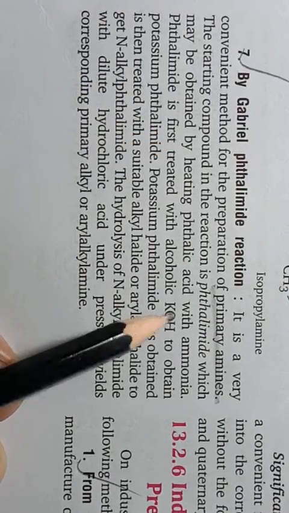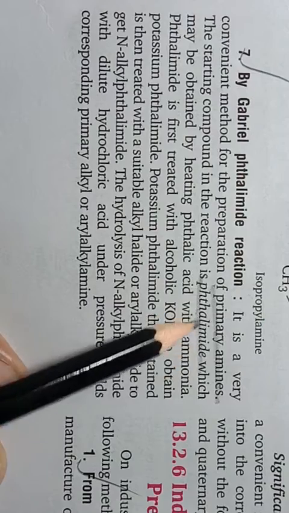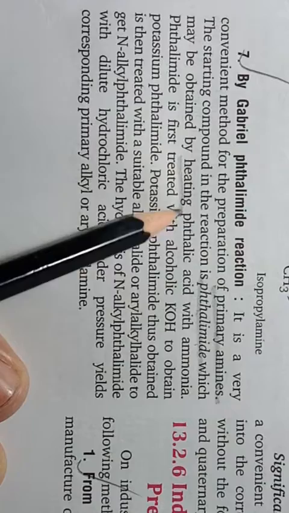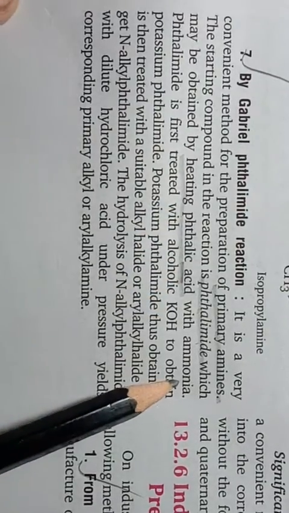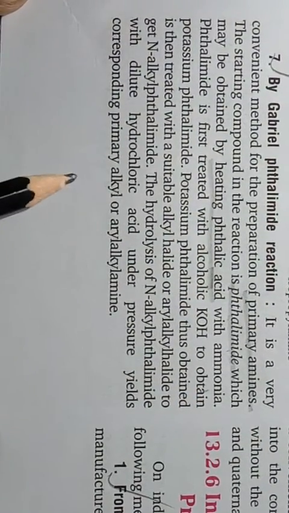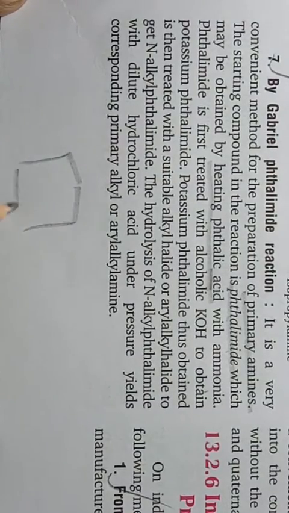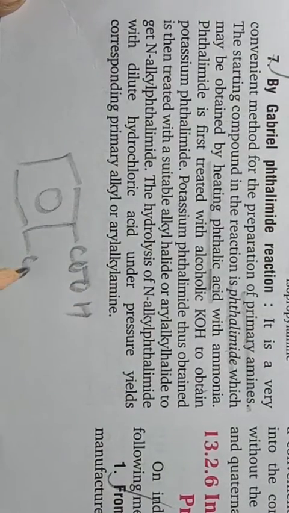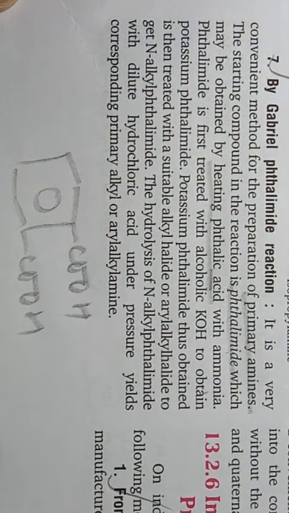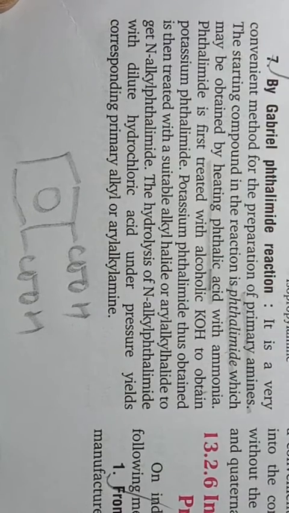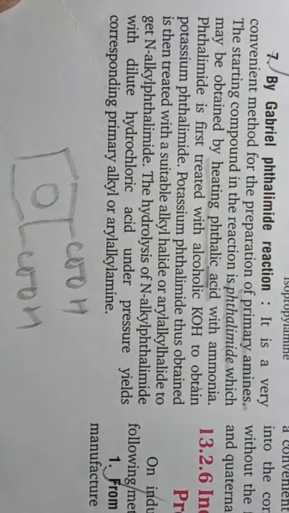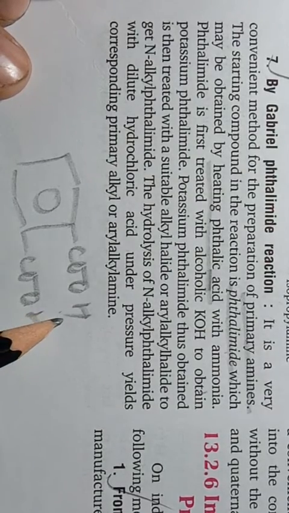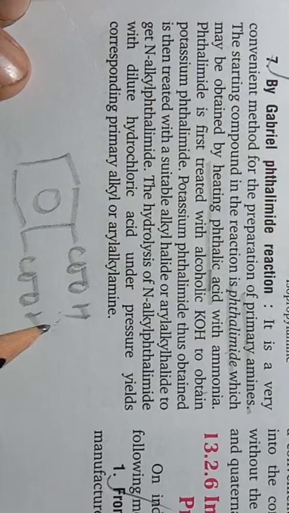In this reaction, phthalimide is used as a starting compound, and this phthalimide can be obtained by heating phthalic acid with ammonia. The formula of phthalic acid is a benzene ring with 2 adjacent carbons of the ring having acidic groups. So this compound is known as phthalic acid. When it is heated with ammonia, we will get phthalimide.